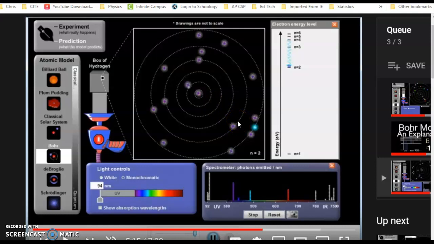So you might jump from energy level 5 to energy level 1, you might jump from energy level 5 to energy level 2, but it has to jump between energy levels, and so you can only get photons that have the exact amount of energy that would be equivalent to the difference between two energy levels. So in this case, it jumped from energy level 4 down to energy level 2, and we got a very specific color of light coming out.